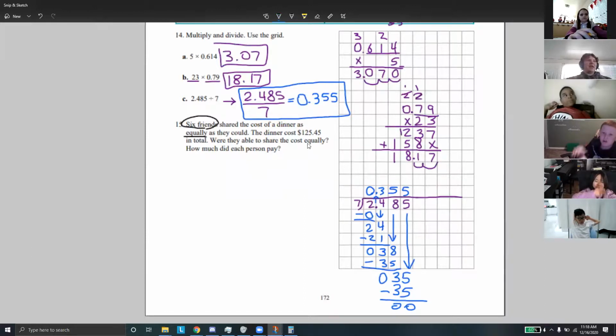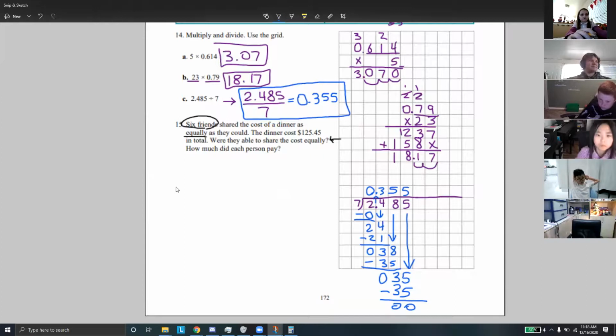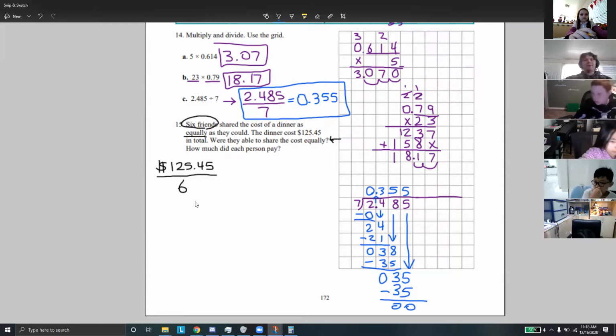Okay, so when they said, were they able to share the cost equally, does anyone know what we're trying to find? How much 6 friends shared equally for a dinner? Yep, and when they ask were they able to share the cost equally, how do we know if they were or not? How do we find that out? Divide it. We divide it, and then what do we look for? Our remainder. We're going to check our remainder because if we have a remainder, that means they weren't able to pay equally. A remainder means it can't fit into a group, right?